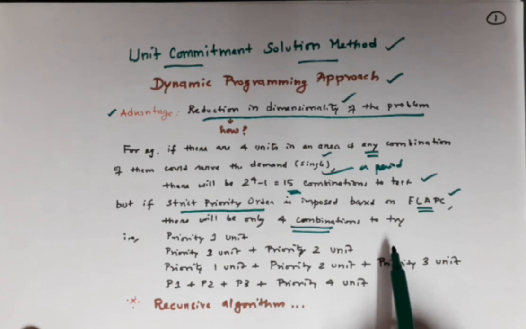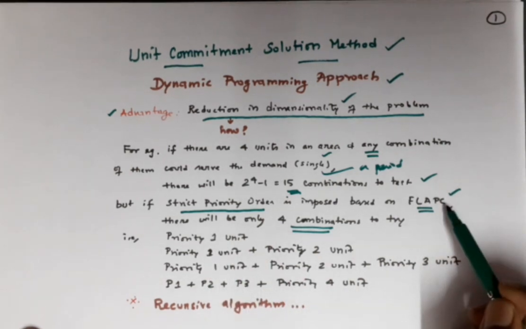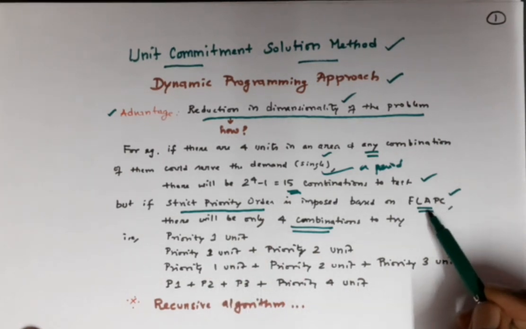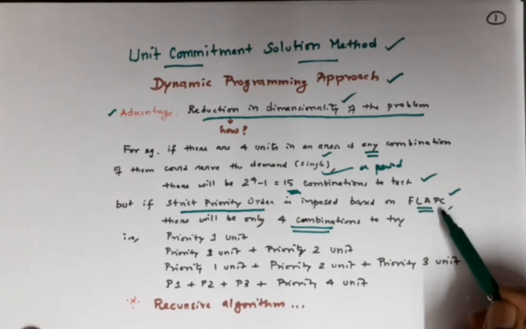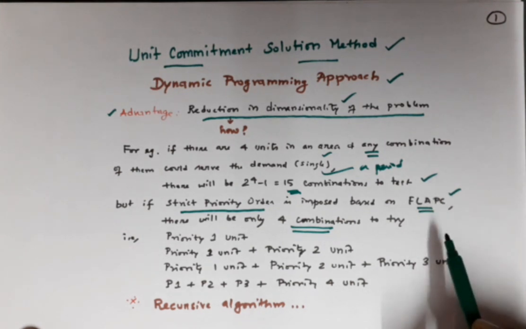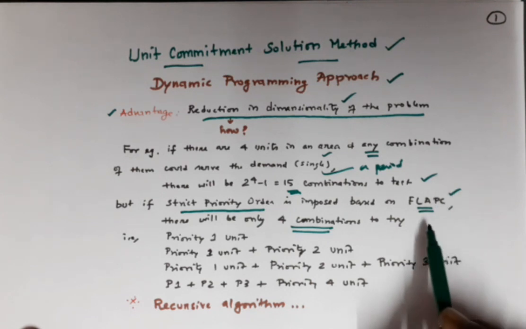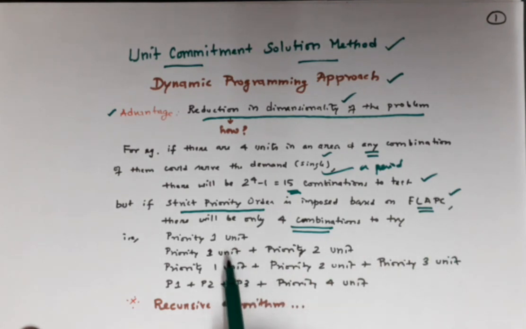What are those 4 combinations? Out of those 4 units, you assign priority 1 to the unit which has the least full load average production cost. So you will have a priority ordering in which the machine with the least FLAPC is priority 1. The next will be the priority 2 machine, the next the priority 3 machine, and the last the priority 4 machine.